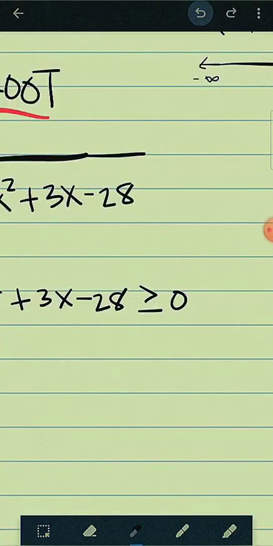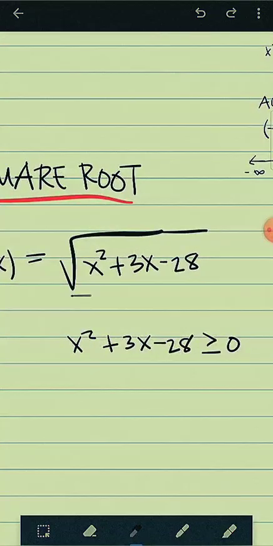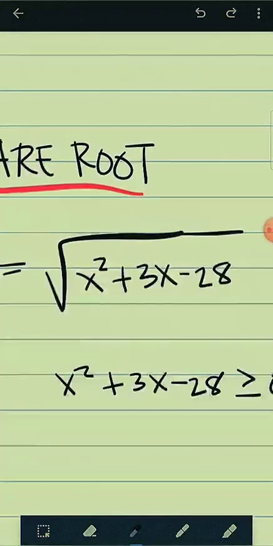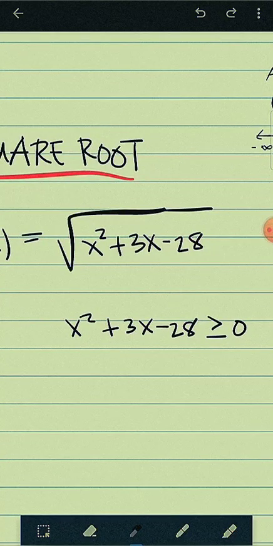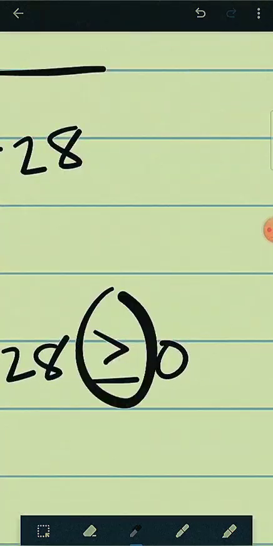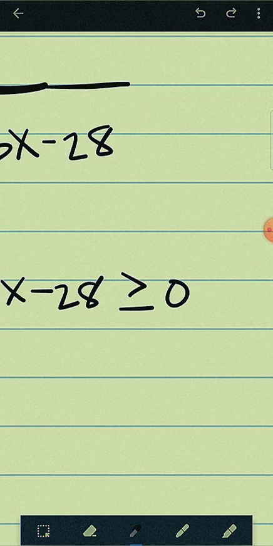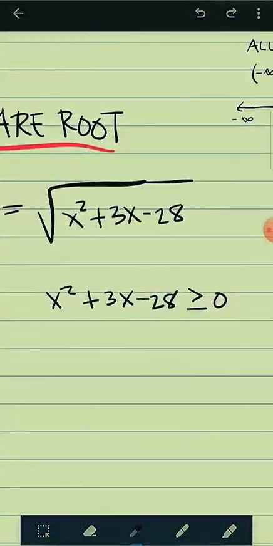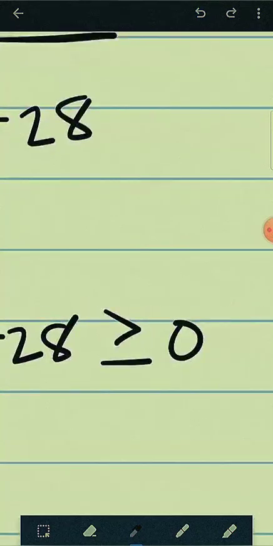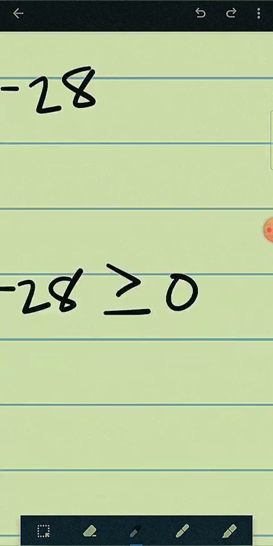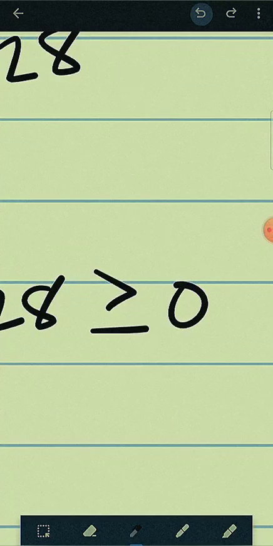Now, why is it greater than or equal to 0? Since the square root of a negative number, if we have the square root of negative 1, that's undefined, right? So all we need are the numbers that are not negative. Or if we plug in 0 under the square root, is it defined or not? Yes, it is defined. The square root of 0 will give us 0. So it is included in our domain. That's why we care about the numbers greater than or equal to 0.